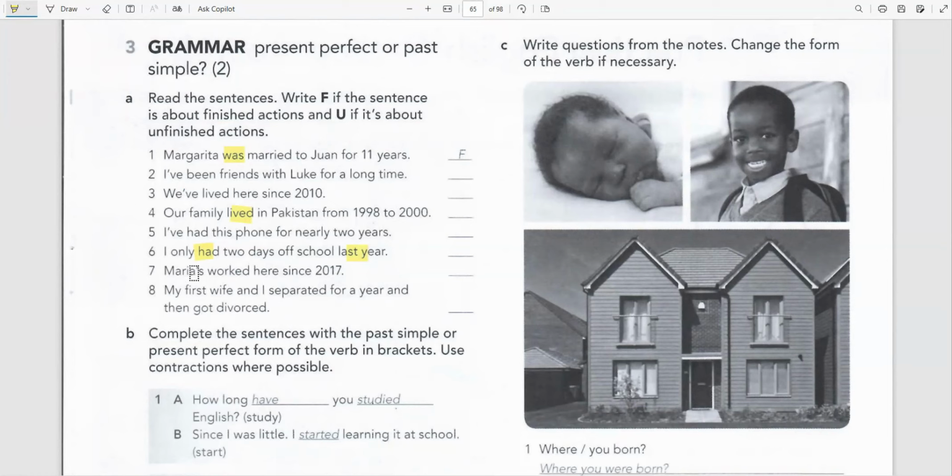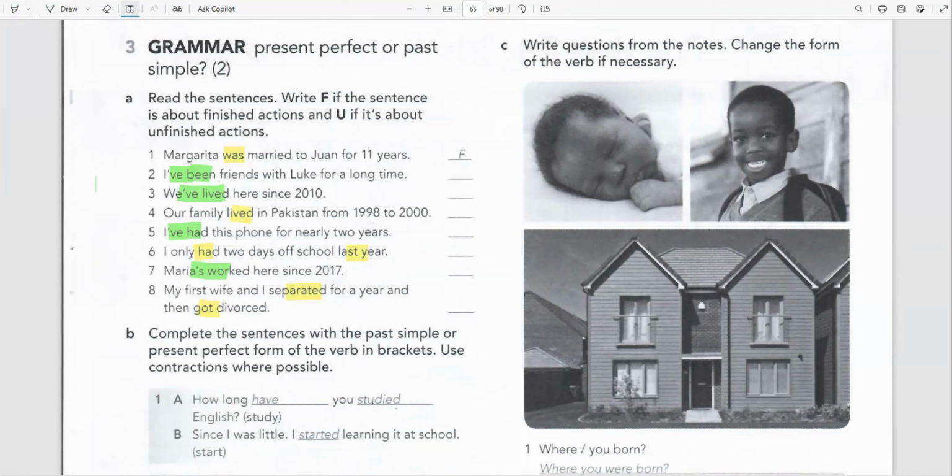Maria's worked means Maria has worked, so it's a present perfect. Number 8, my first wife and I separated. Yes, separated for a year and then got divorced. As you can see, they are past simple structures. Now I'm going to highlight present perfect with green color here. Have been, as you can see. And we've got here, we've lived. And then we've got here, I've had. And then we've got here, Maria's worked. And that's it. That's very easy for us because the past simple ones, which are the yellow ones, we're going to make finished action.